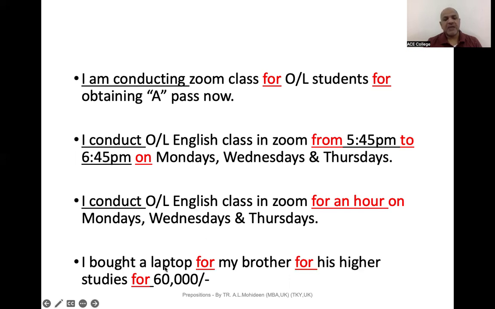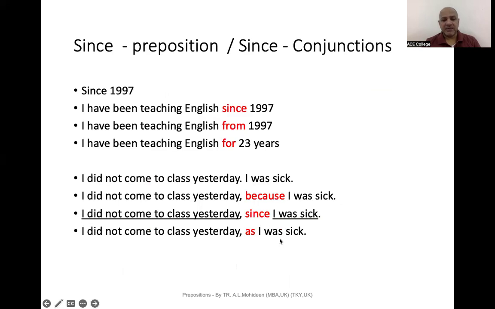Okay. I bought a laptop for whom? For my brother. For what reason? For his higher studies. For how much? For 60,000. So this is the amount. This is the reason and the people, right? You're using for to mention the person, for whom, and for what reason, for what amount. Okay, so these are the things you have to understand.